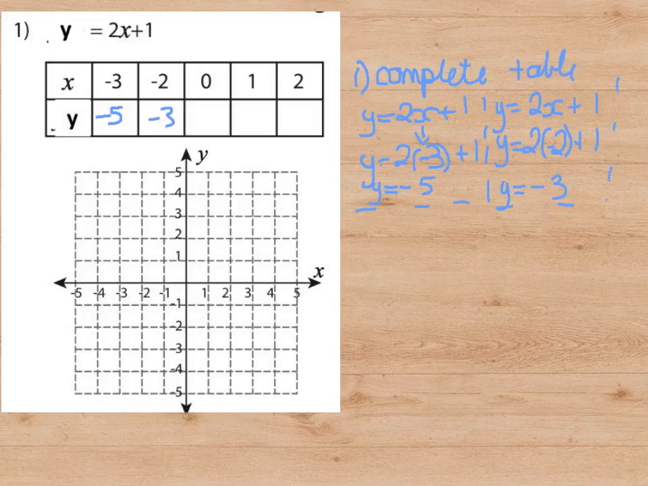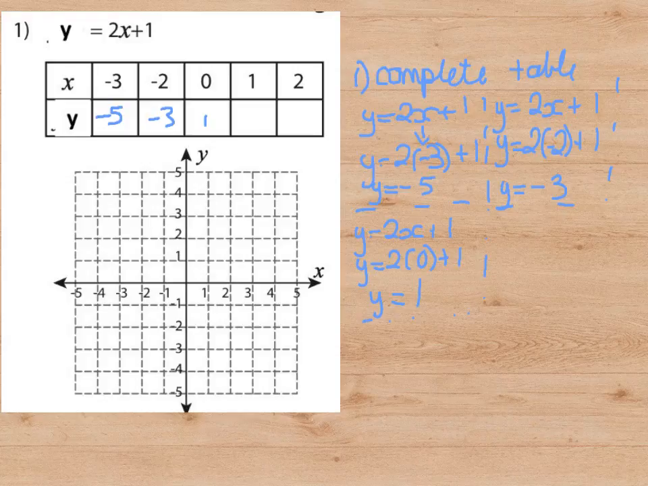Next up, we have 0. So y is equal to 2x plus 1. Replace my x with 0. Y is equal to 3. No, that's wrong. Y is equal to 1. 2 times 0 is 0, plus 1 is 1. Even I make mistakes, as you can see.